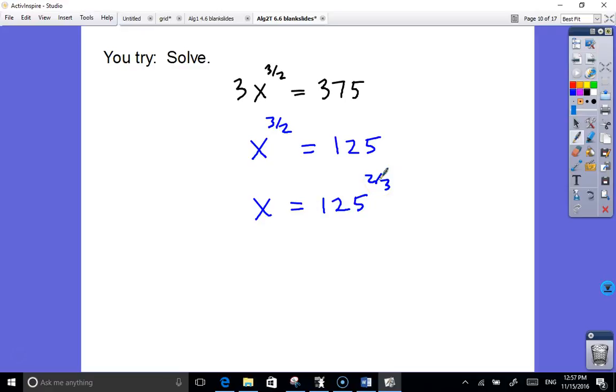So divided by 3, raised to the 2/3, so I'm just editing to show that part. 125 to the 2/3 is 25.